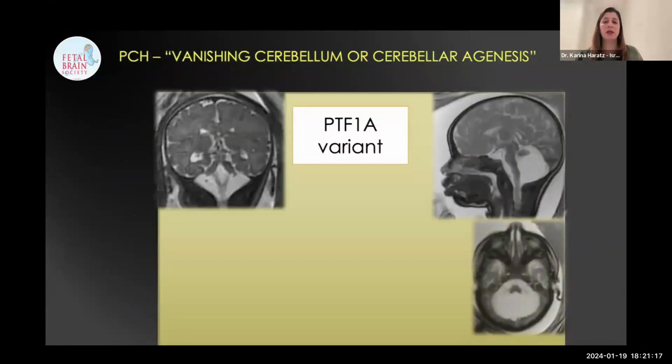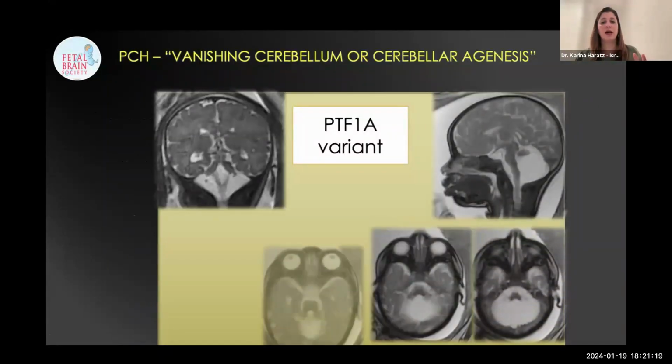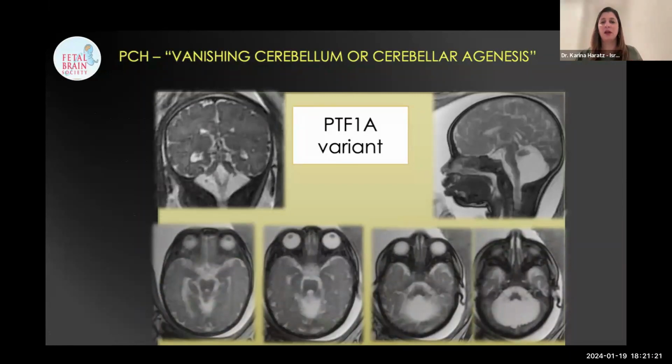Okay, sometimes we have genes that are quite significant. So this is the PTF1A variant that comes with the vanishing cerebellum or the cerebellar agenesis. You see here, you look into the fossa and you see an empty fossa. This is quite characteristic, okay, of this gene, we must remember, but most cases of PCH, remember, are not like that.